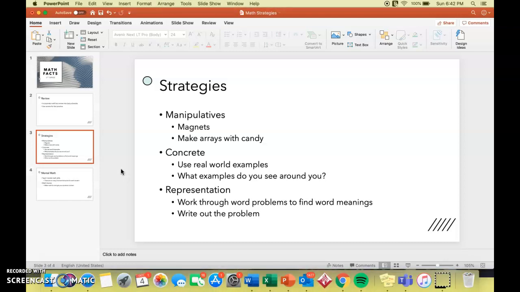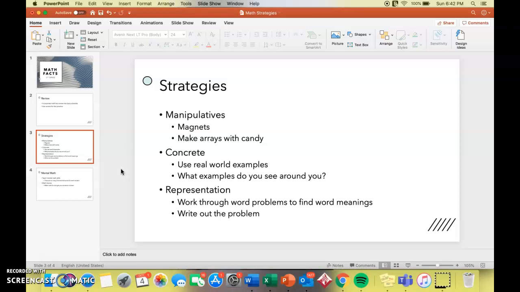Use concrete examples, so real world examples, such as windows. If they have separators, they could be like 2 rows of 2. Those are examples of multiplication problems. So using things like that and just asking students what examples they see, even just in the classroom, is a good way to show that what they're doing relates to the world they live in.